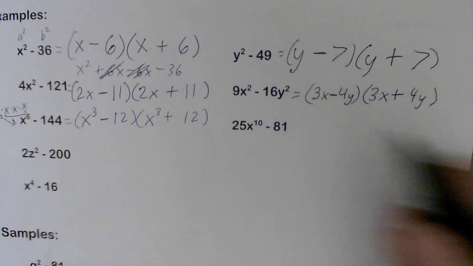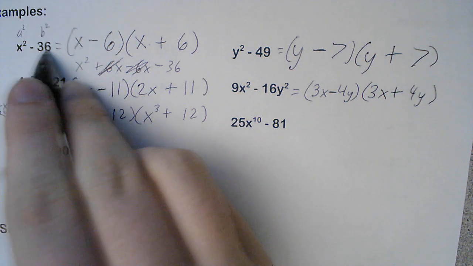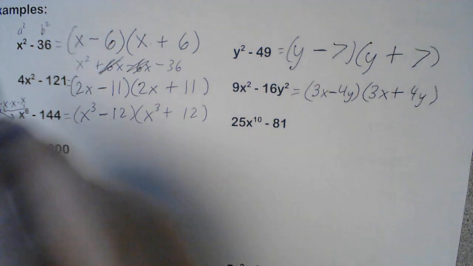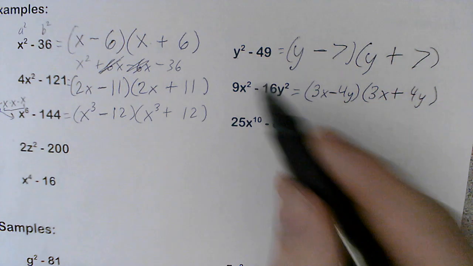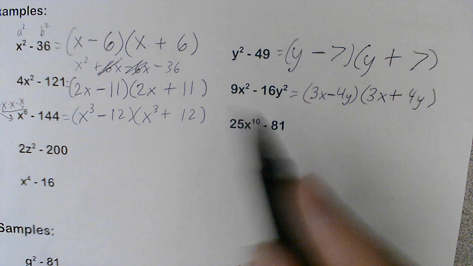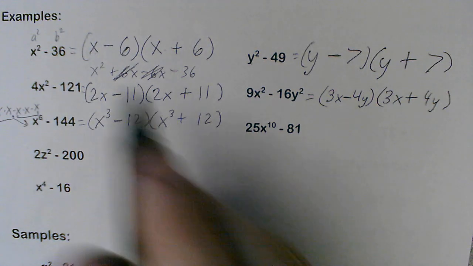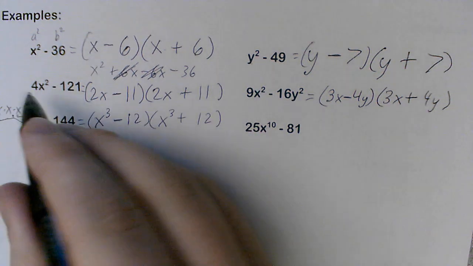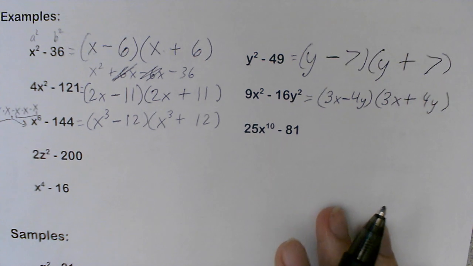25x to the 10th minus 81. Okay, real quick before we continue. There's no greatest common factor between x squared and 36. There's no greatest common factor between y squared and 49. There is no greatest common factor between 4x squared and 121. And the same goes for all of these that we've done so far, because there is no common factor besides 1 that can go into both terms of all 5 of the binomials that we've worked with so far.